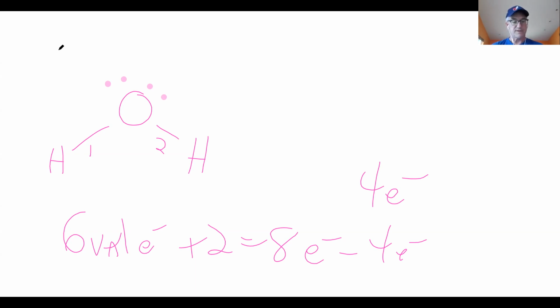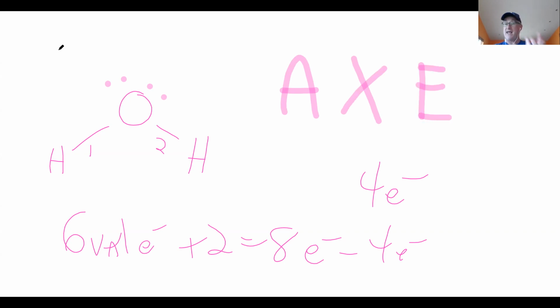All right. So what is the overall geometric group of this particular structure? Now remember, we're going to go for A, X, E. So A is oxygen, our central atom. How many atoms are surrounding it? 2. And how many lone pairs are surrounding it? 2. So we look up in our chart which group that is.